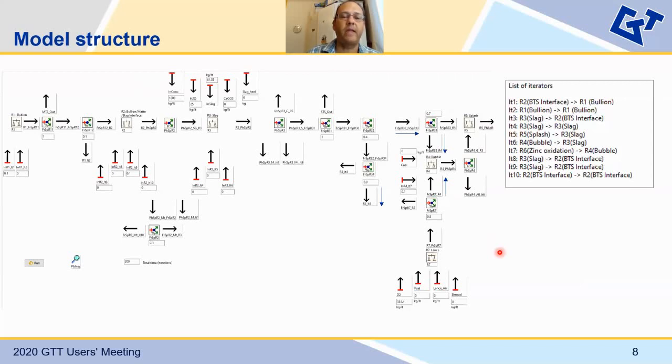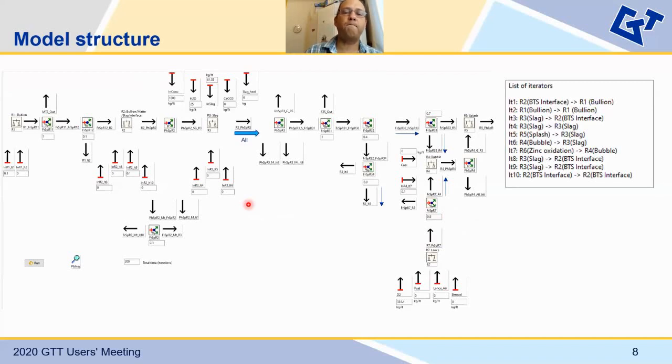During the calculation, in each time step or iteration, the whole flow sheet is calculated from the inputs to the outputs, and it runs more or less like the following. The gas which comes through the lance can go to the bubble, R4, or can go to the slag, R3. For this we use a fraction splitter, which divides an input stream of gas into two streams according to a certain fraction of mass.